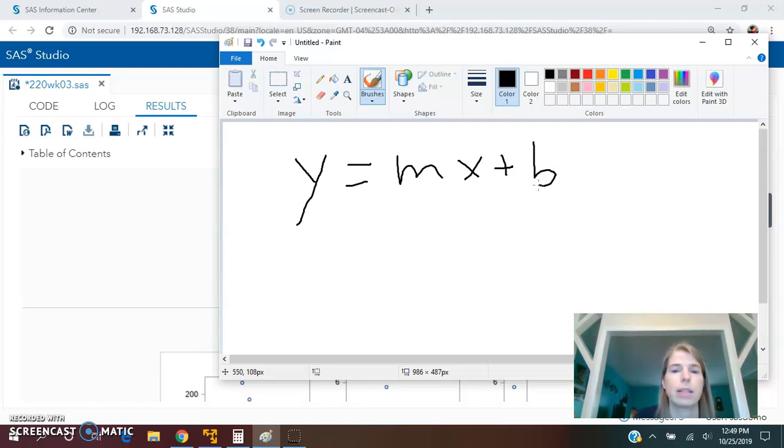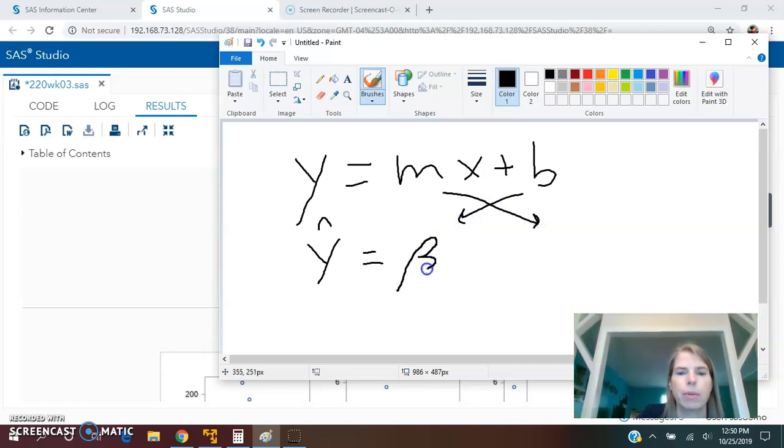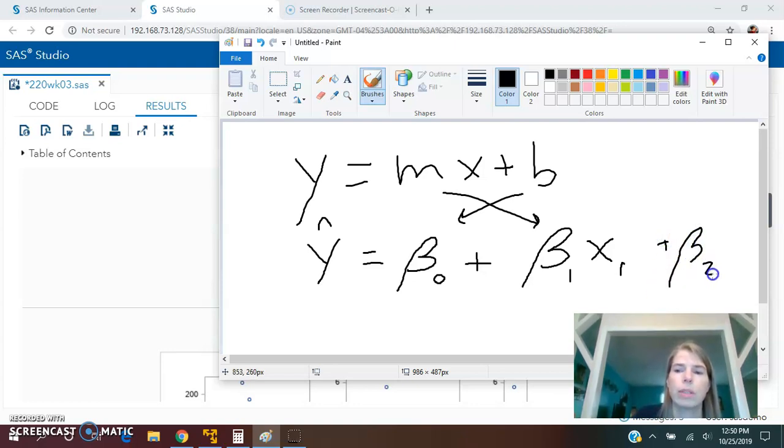I'm going to first say, since this is a model and not exact, I'm going to use y hat. That tells people this is an estimate. And I'm going to switch the order of my terms. So my beta is going to come first, my intercept, and I'm going to write it as beta 0. And then I'm going to write the slope as beta 1. And that goes with my first variable. And I'm writing it this way because as we advance to multiple linear regression, I could add additional terms here if I wanted to, but we're not going to do that today.